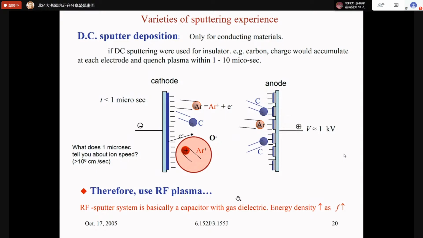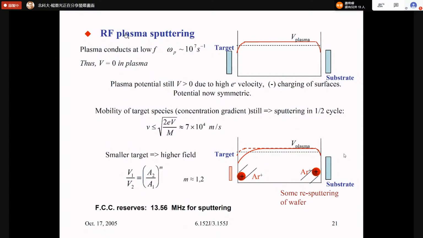And as a result, if you are using a non-metal, you need to use a radio frequency plasma. Okay, so an RF sputter system is basically a capacitor with gas dielectric. So in RF plasma sputtering, the target is here, generating the plasma.